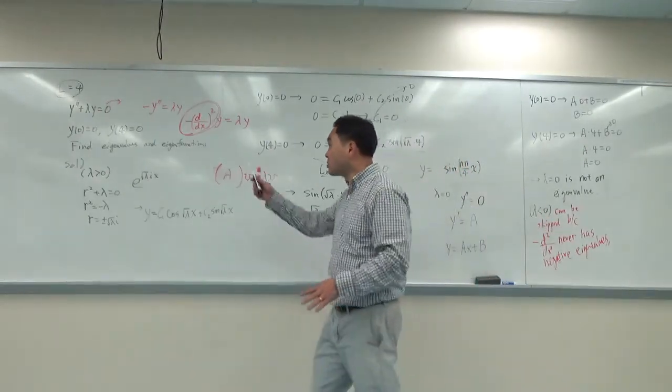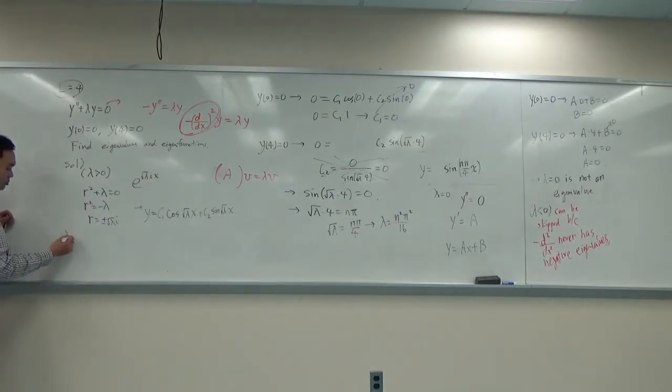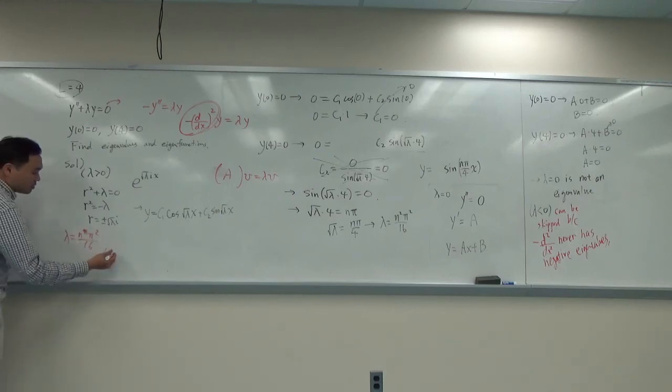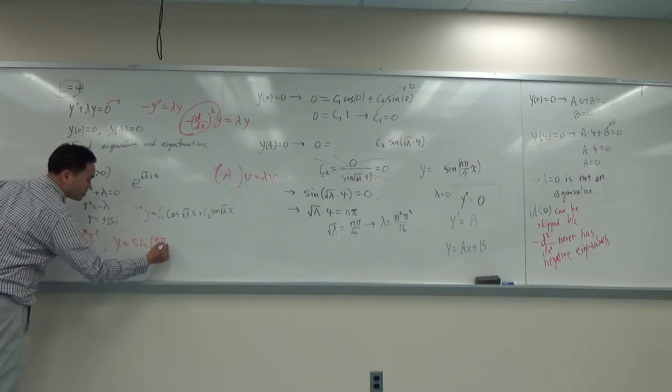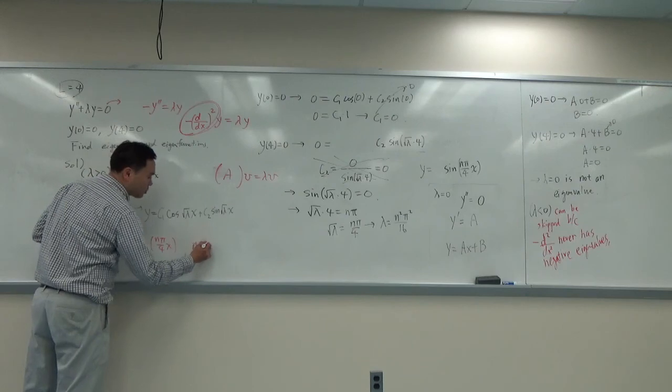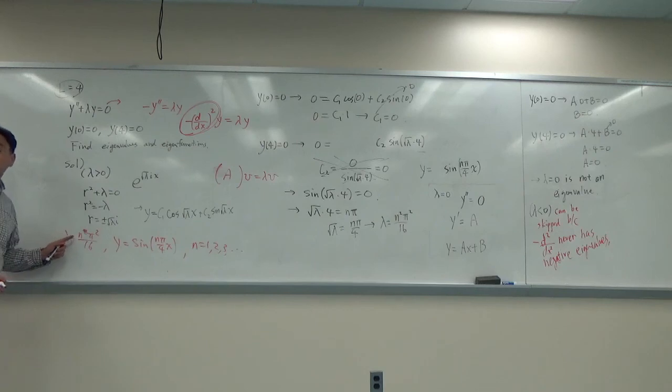So the answer for this question is that the eigenvalues and eigenfunctions are lambda equals n squared pi squared over 16, with y equals sine of n pi over 4 x, where n goes from 1, 2, 3, and so on. n cannot be 0, because if n is 0, then lambda equals 0, and we know that lambda equal to 0 is not an eigenvalue. So this is what we have. And there are deeper things that you can talk about with this, but that's where we'll start.